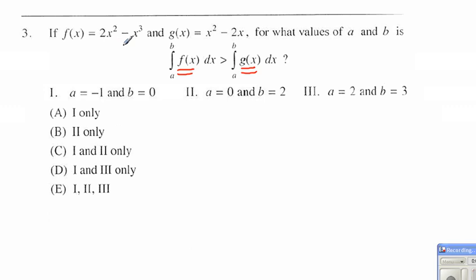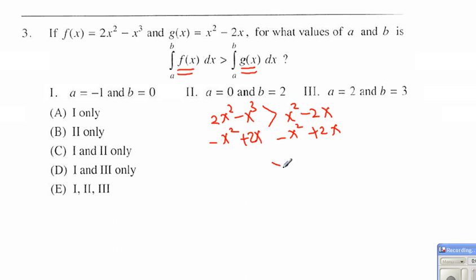That means 2x squared minus x cubed has to be greater than x squared minus 2x. When does that happen? Let's try to look into this one. Then by putting everything onto the left side, we end up getting, subtracting x squared and adding 2x. We end up getting something like this.